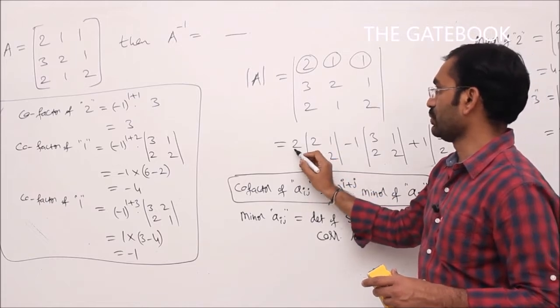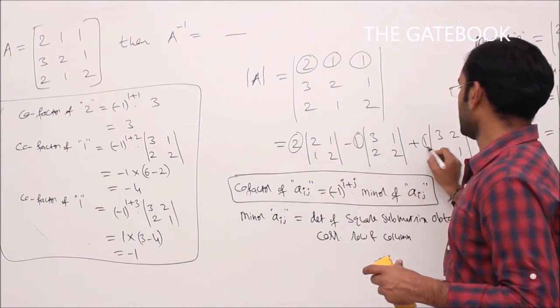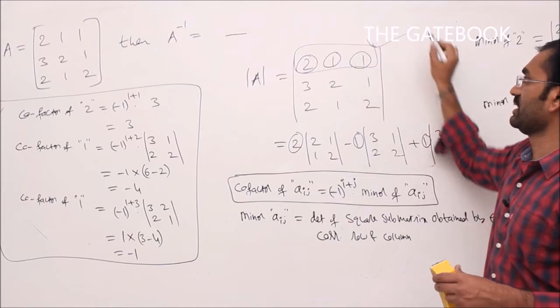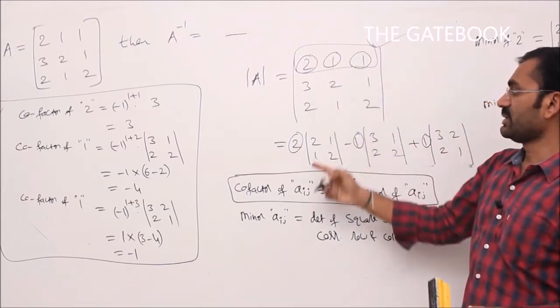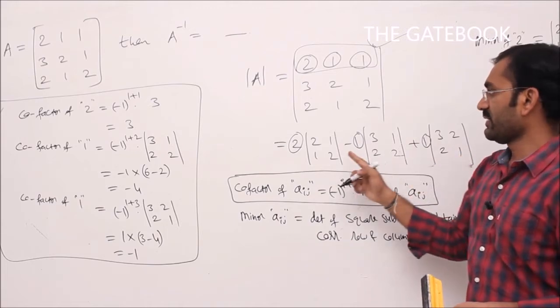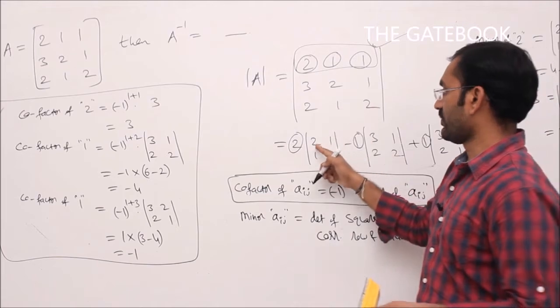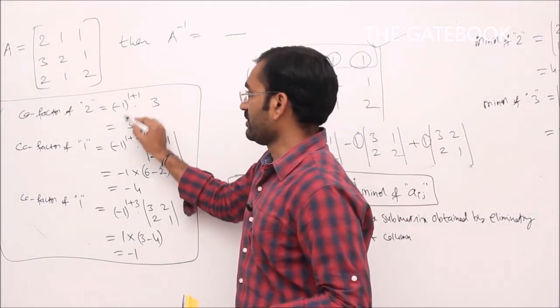See here, these three elements of the first row, 2, 1, 1. I'm taking elements of the first row. You can take elements of any row or any column. In general, we'll go for elements of the first row, multiplying with the corresponding cofactors. So the cofactors, see here. Here the sign of the cofactor will be plus.